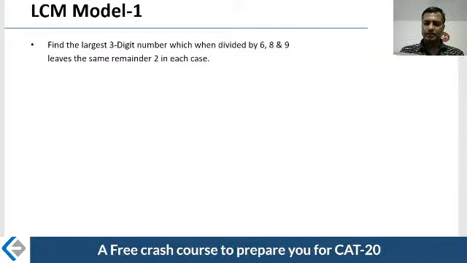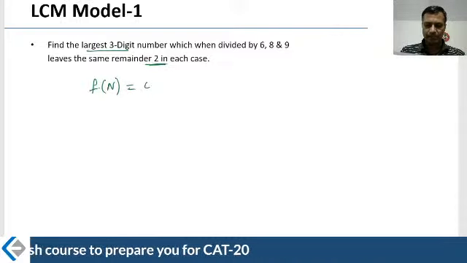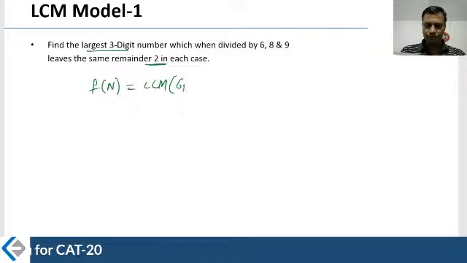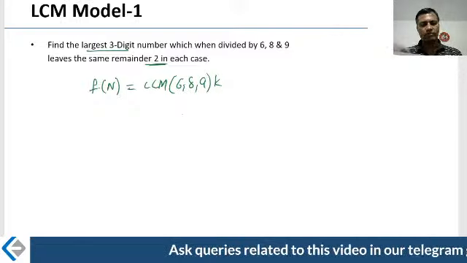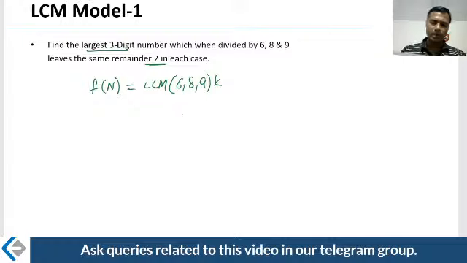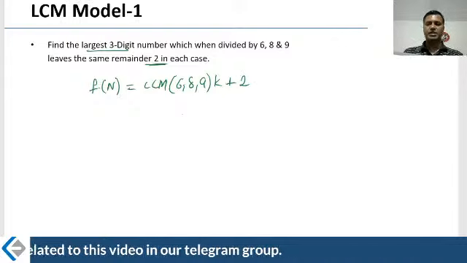So for find the largest three-digit number, already saying largest three-digit, we can find out as much as we know the family of numbers. Because it's a constant remainder, your family of numbers is nothing but LCM of 6, 8, and 9 k times. K is a suitable value because you want the smallest three-digit number, largest three-digit number, or smallest four-digit number. We just have to put some suitable value there, plus the constant remainder, which is nothing but 2.